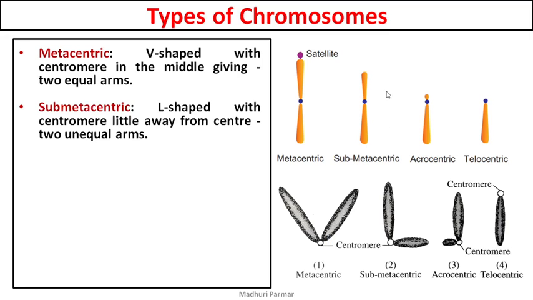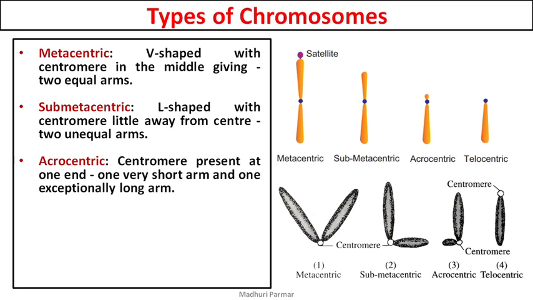Then you have submetacentric, which means the centromere is present a little away from the center, on any one side, which gives you an L shape. When it is bent, it will give you an L shape or a J shape. So in submetacentric you have one arm which is a little smaller and another arm which is a little bigger. So, unequal arms.